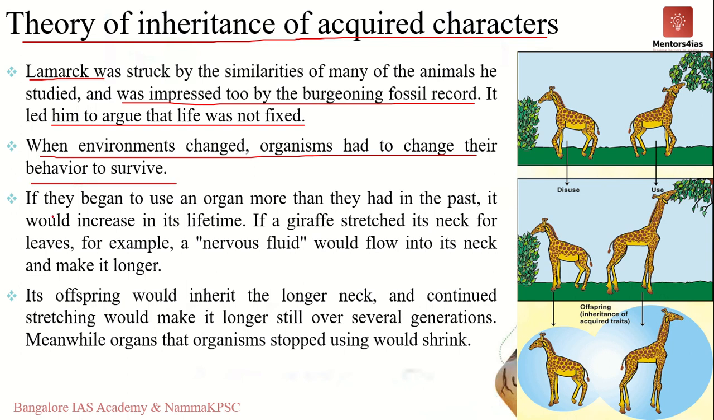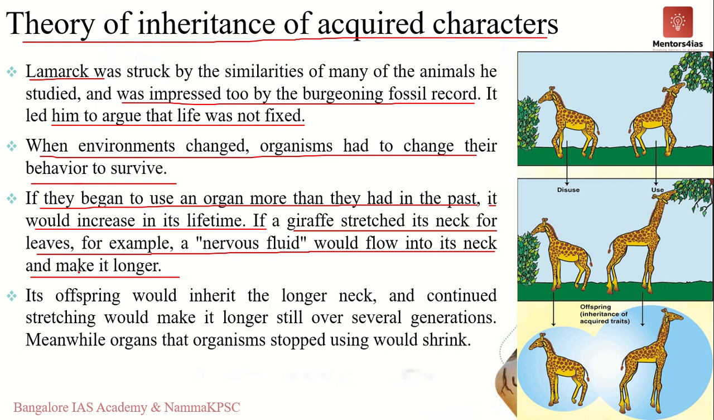If they began to use an organ more than they had in the past, it would increase in its lifetime. The best example is that of a giraffe. So, if a giraffe stretched its neck for leaves, for example, a nervous fluid would flow into its neck and make it longer. Therefore, its offspring would also inherit the longer neck, and continued stretching would make it longer still over several generations. Meanwhile, organs that the organism stopped using would shrink.